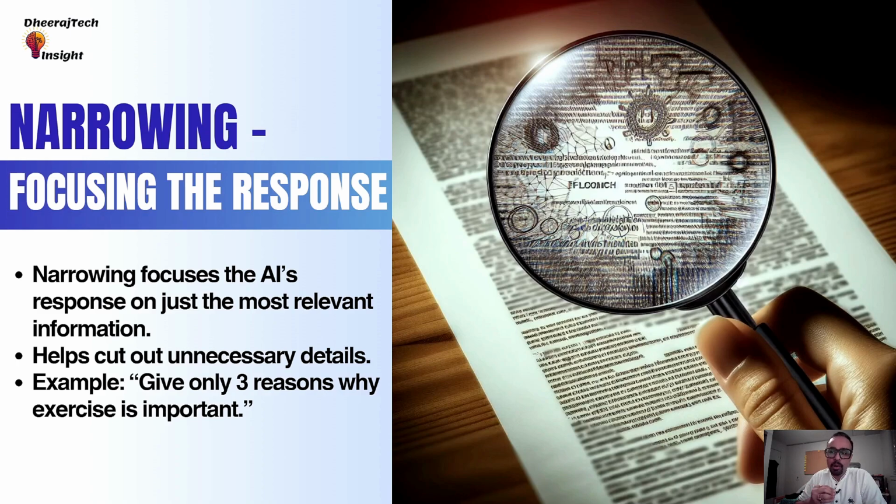If you don't want a long explanation, you can tell the AI to narrow it down to a few key points. For instance, saying, "Give me only three reasons why exercise is important for our health." This ensures the AI does not provide you 10 to 20 points. It will only provide you 3 points. This keeps the answer concise and to the point. So let's see what's next.